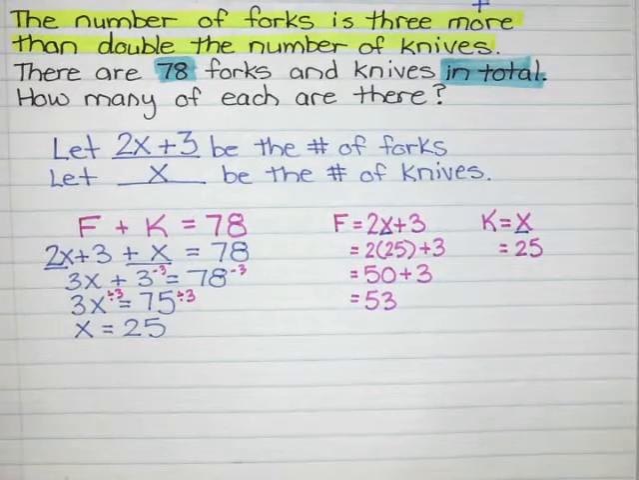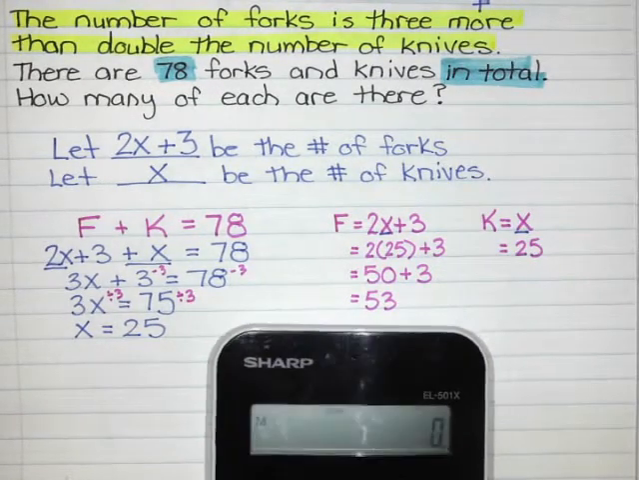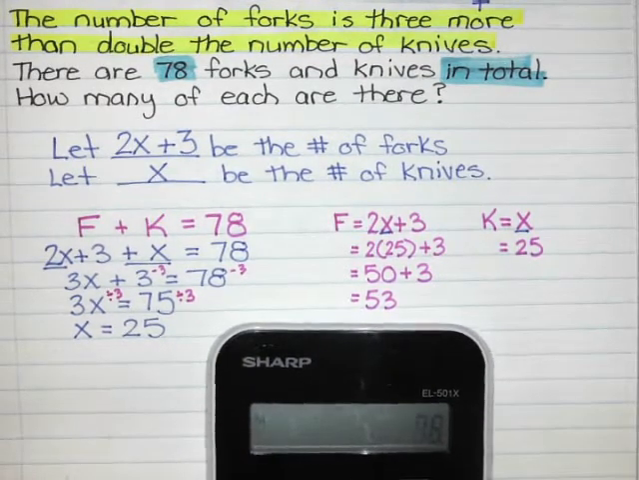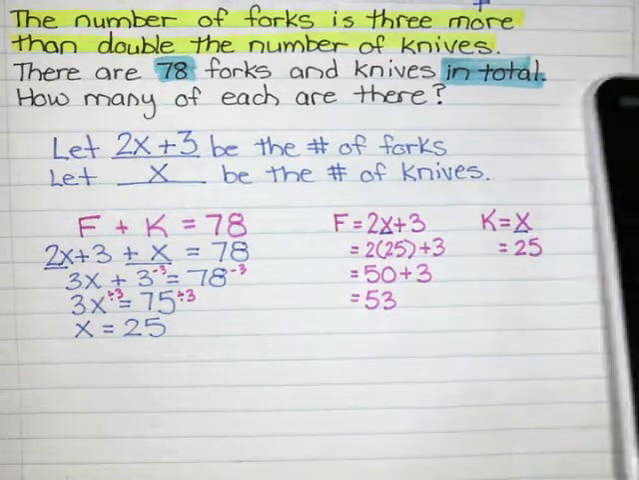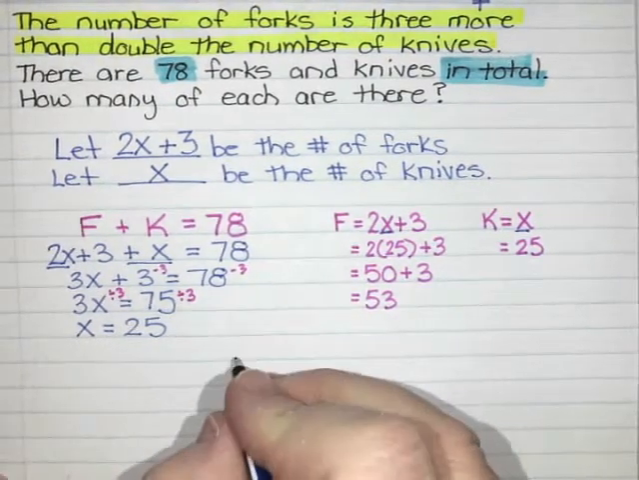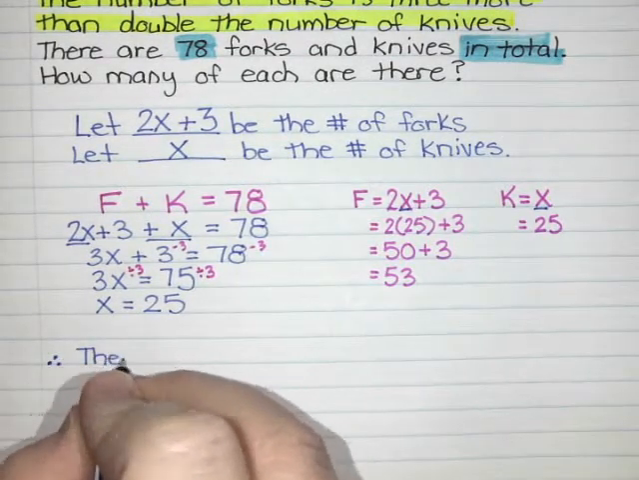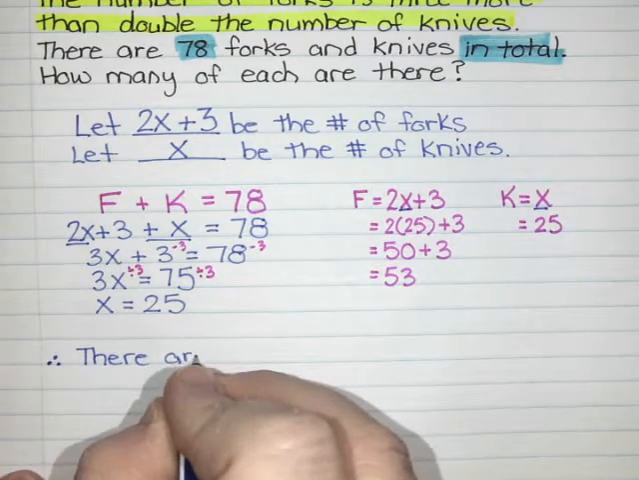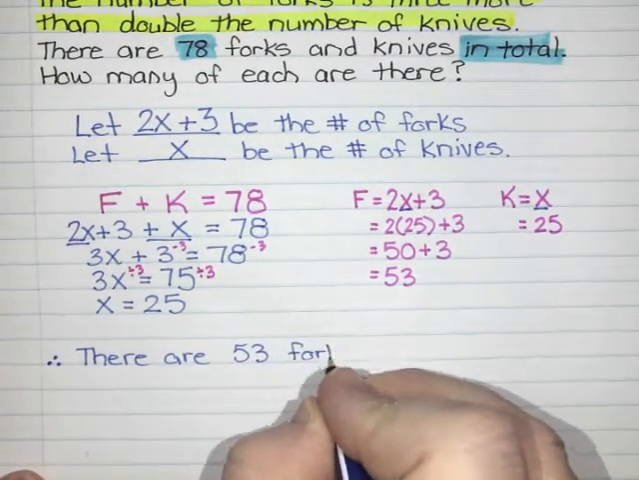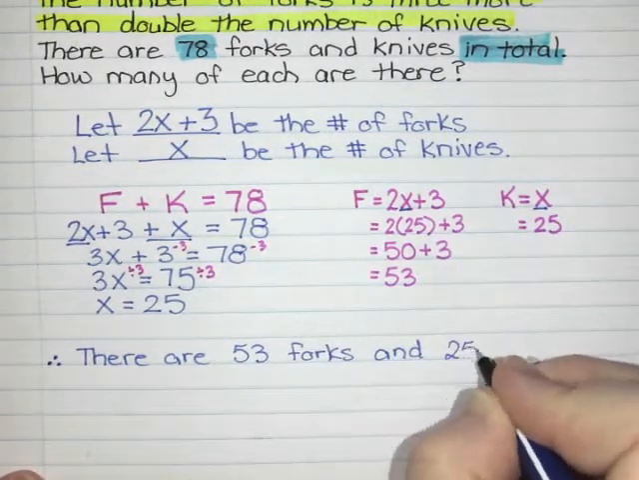Now, if I want to check to see if I'm right, I know there's 78 altogether. So if I add together 53 and 25, I should hopefully get 78, which I did. So I just need to finish off with a sentence that says, therefore, there are 53 forks and 25 knives.